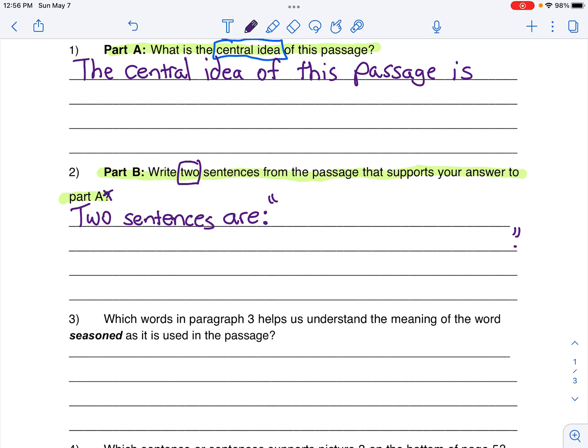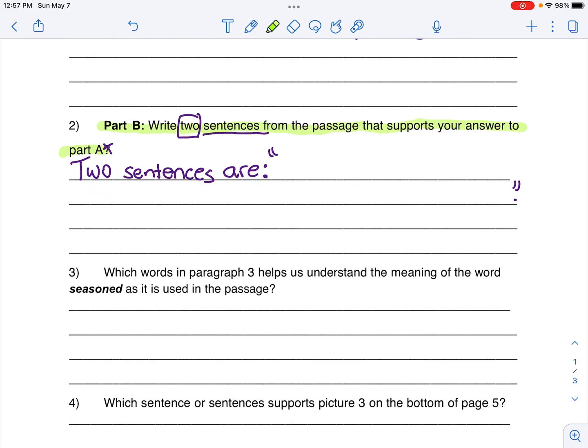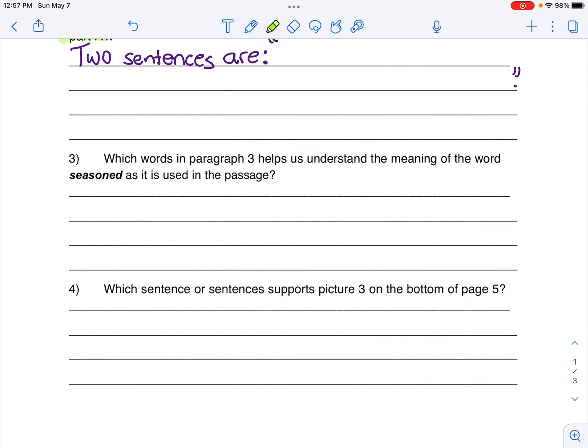Don't forget to do that for the second sentence because the question is asking for 2 sentences to support your answer. So remember, your answer to question 1 was talking about what the main idea is of the passage, right? So your 2 sentences have to support it or prove it. Go ahead and pause this and then unpause it when you're ready to move on to question 3. All right, ready for question 3?